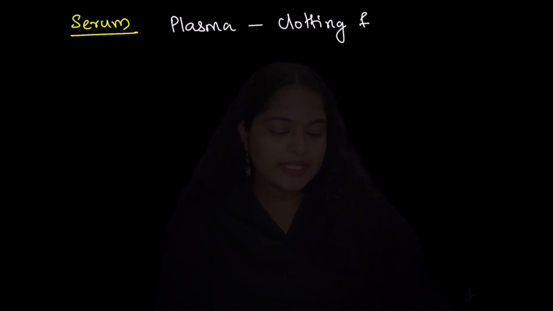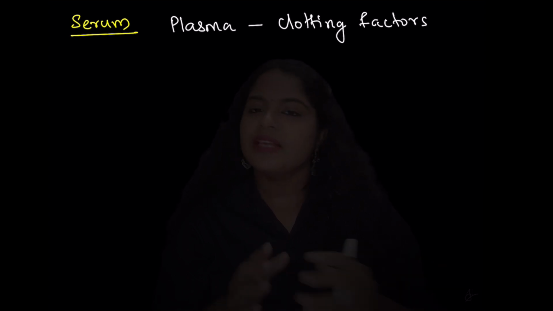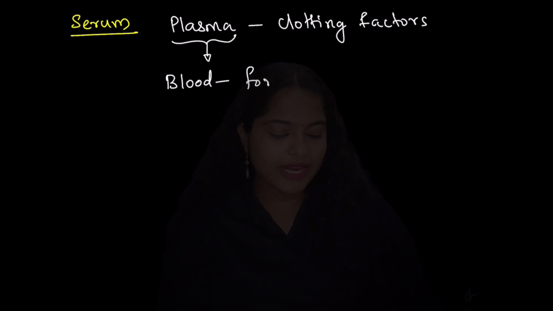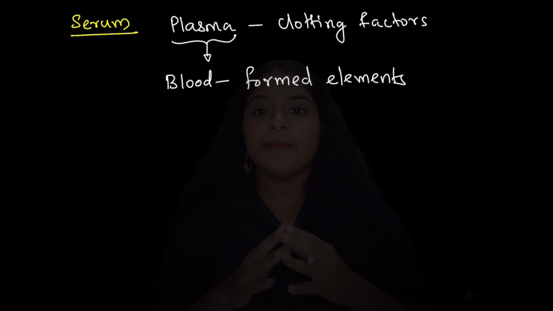Serum is nothing but the plasma without clotting factors. So we can write plasma minus clotting factors is serum. Now tell me what is plasma. So plasma can also be written as blood without formed elements. So blood minus formed elements is the plasma.